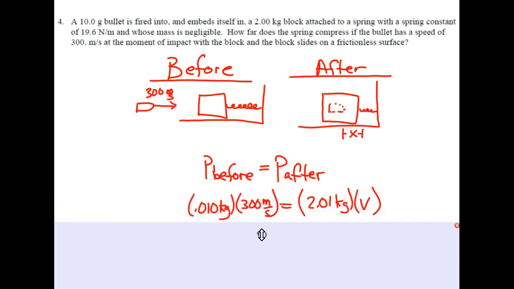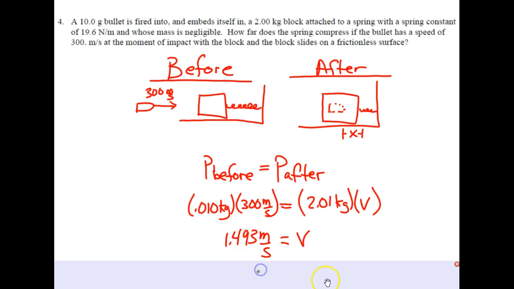So here we go. What objects have momentum before is just the bullet. Its mass of 0.010 kilograms, that you had to get from the 10 grams up here, times 300 meters per second equals, well, they're stuck together, so we add the mass of the two together after, and we're looking for the final velocity after impact. Solve for V, and we get 1.493 meters per second.